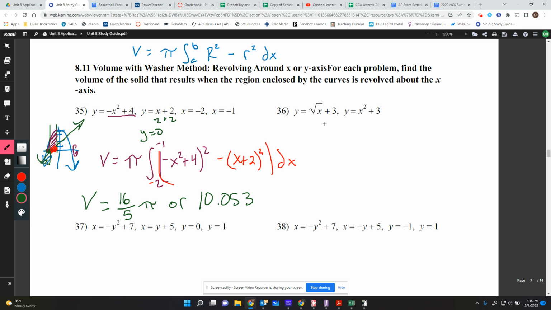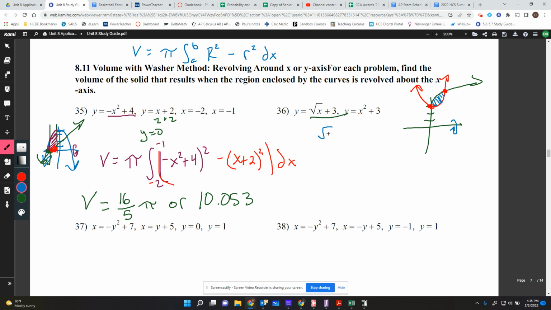So on number 36, it doesn't give us anything, but we've got 1, 2, 3, and this is going to do that. That's this one. And we've got x squared plus 3. That's going to do that. So they're going to intersect at 0, and then whatever this is. And we're going to take this and rotate it that way.